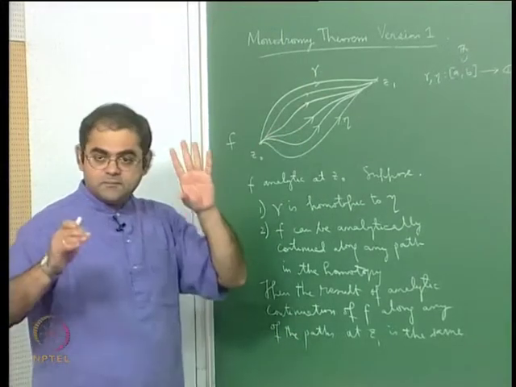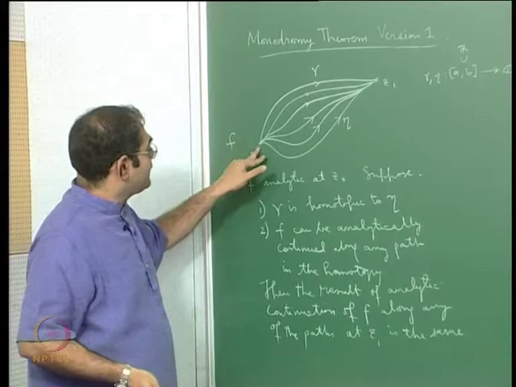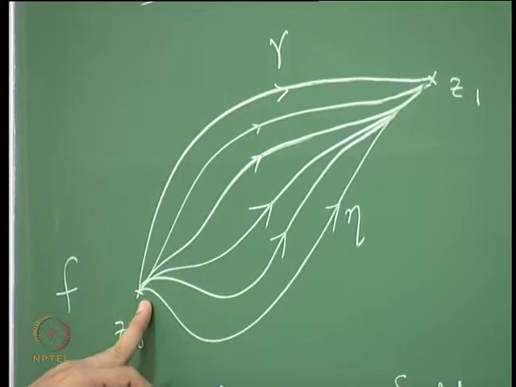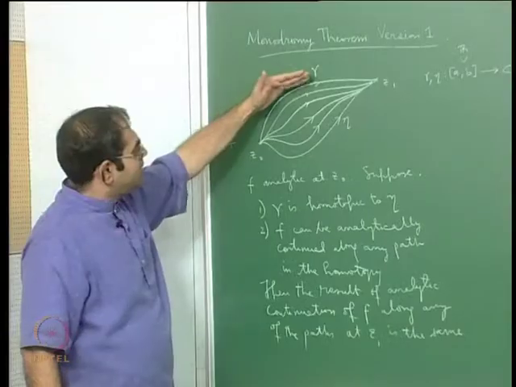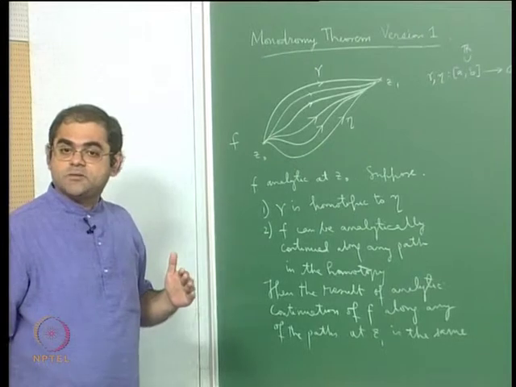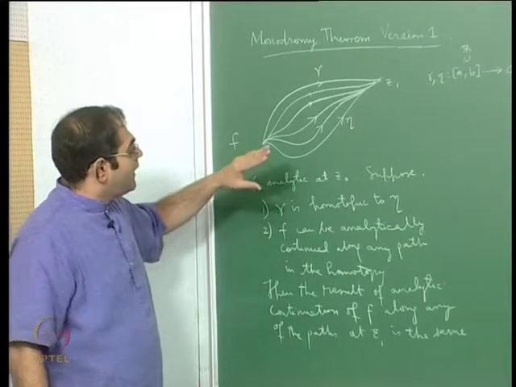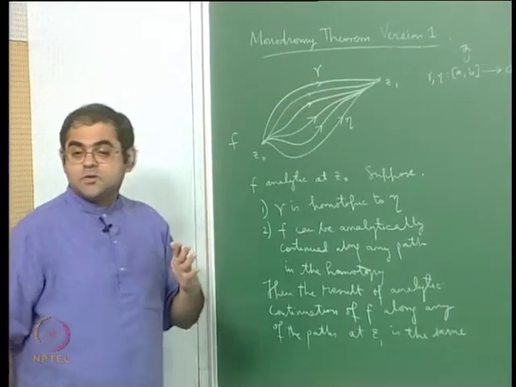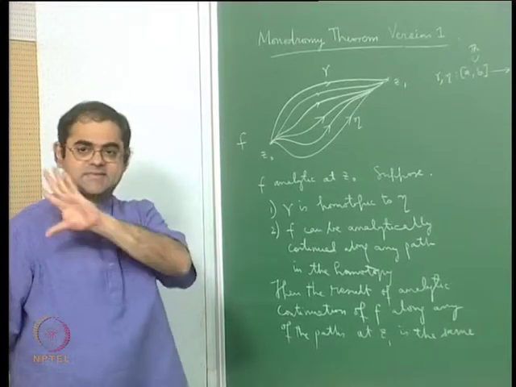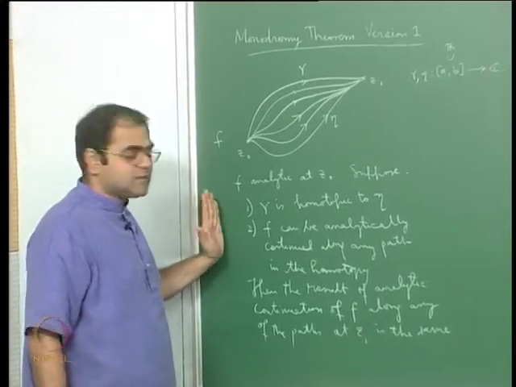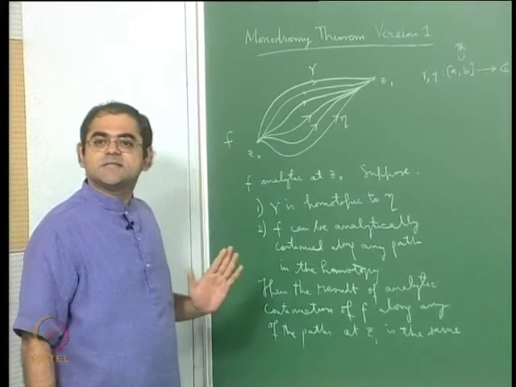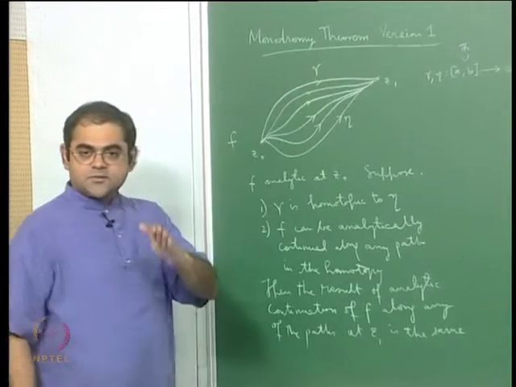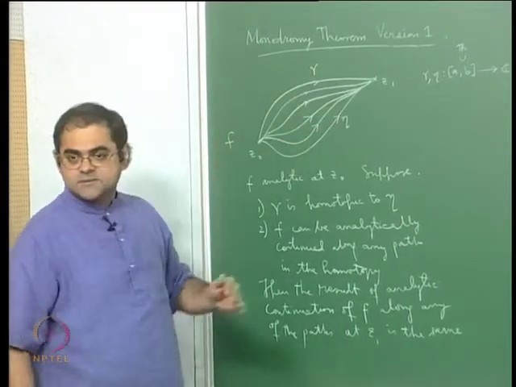At the end point, whatever analytic function you get by continuing along one path, it will be the same as the analytic function you will get by continuing along another path. The only requirement is that these two paths should be homotopic to one another. And of course we have assumed that through every intermediate path in the homotopy analytic continuation exists. So it's a kind of statement which assumes existence and gives uniqueness. So it assumes the existence of analytic continuations on all these intermediate paths.